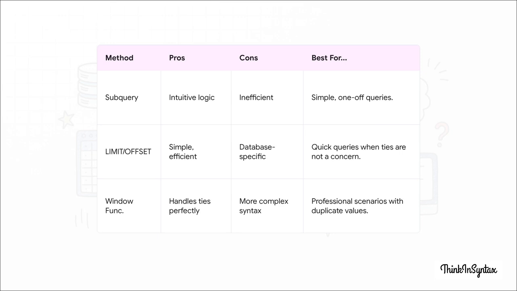And finally, window functions, like dense rank. They might look a little more complex, but they handle ties perfectly and are the gold standard for most professional situations, especially when making sure your data is 100% correct is the top priority.